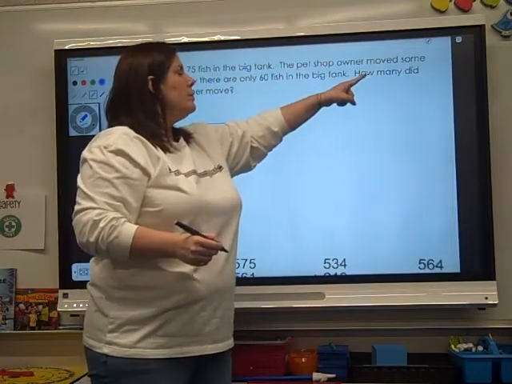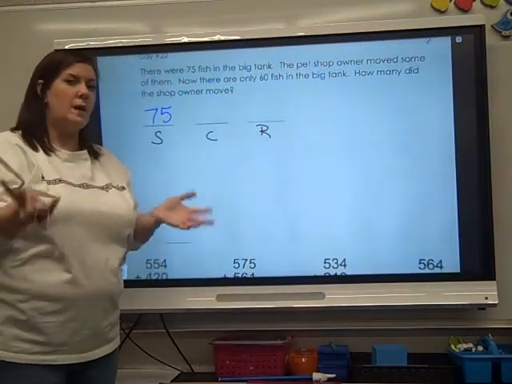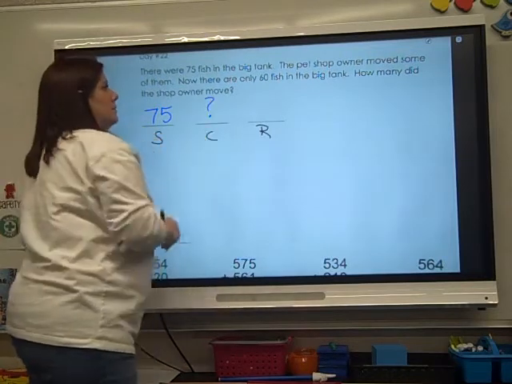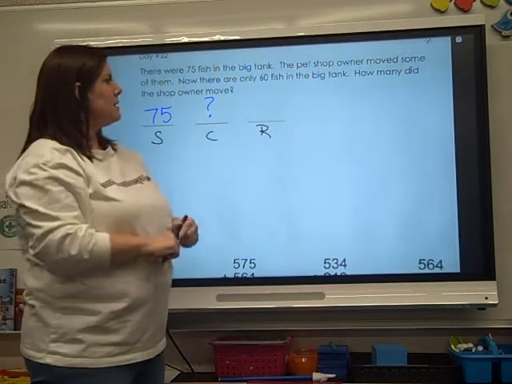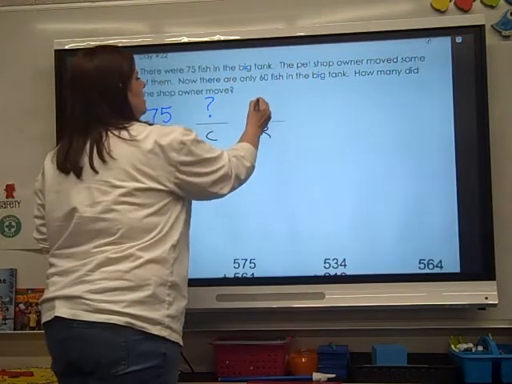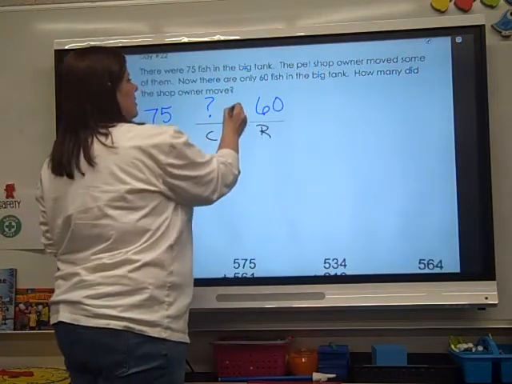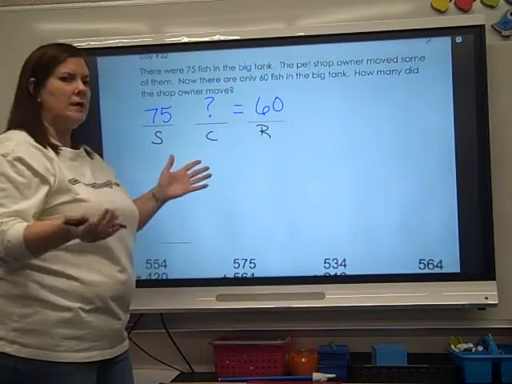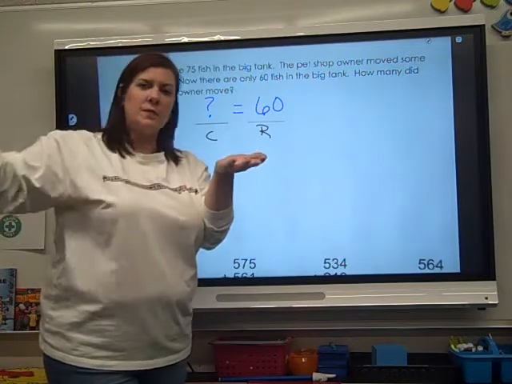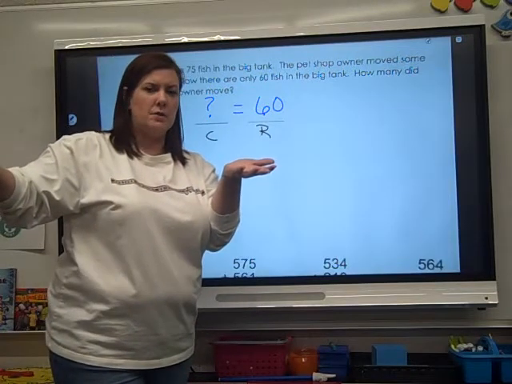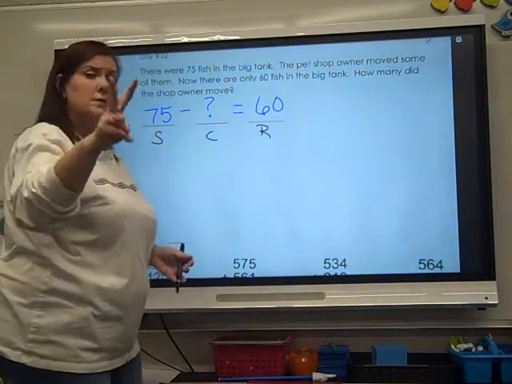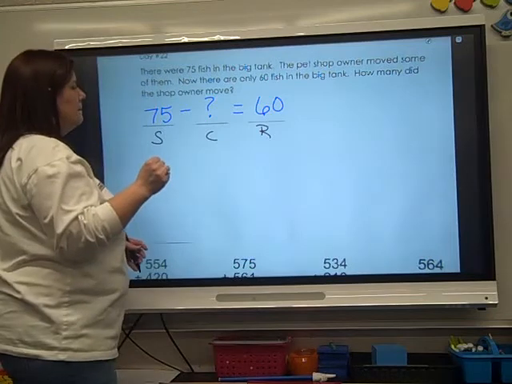The pet shop owner moved some of them. Do I know how many moved? No, I don't know how many moved. Now there are only 60 fish in the big tank. So at the end of the story, there are 60. Put your equal sign. So let's decide, are we adding or subtracting? If there are 75 fish in that big tank and they move some of them, are we going to add or subtract? We're going to subtract, aren't we? Okay? All right, let's do our strategy.